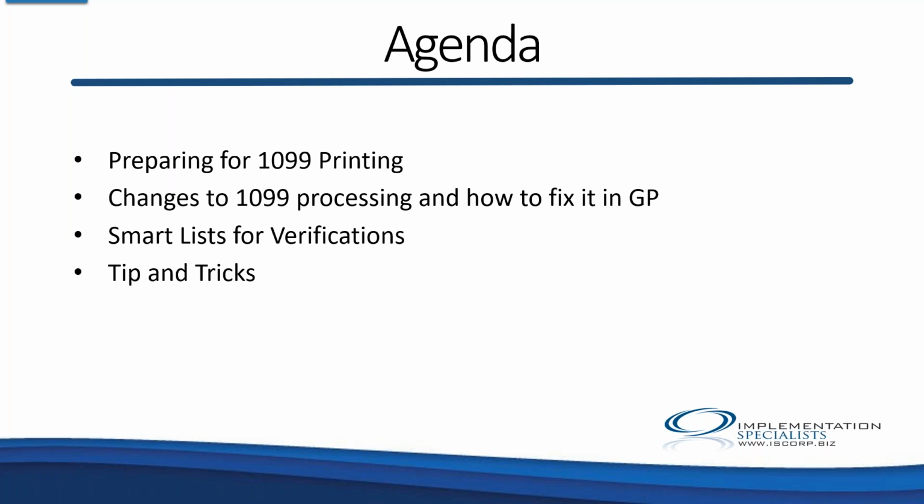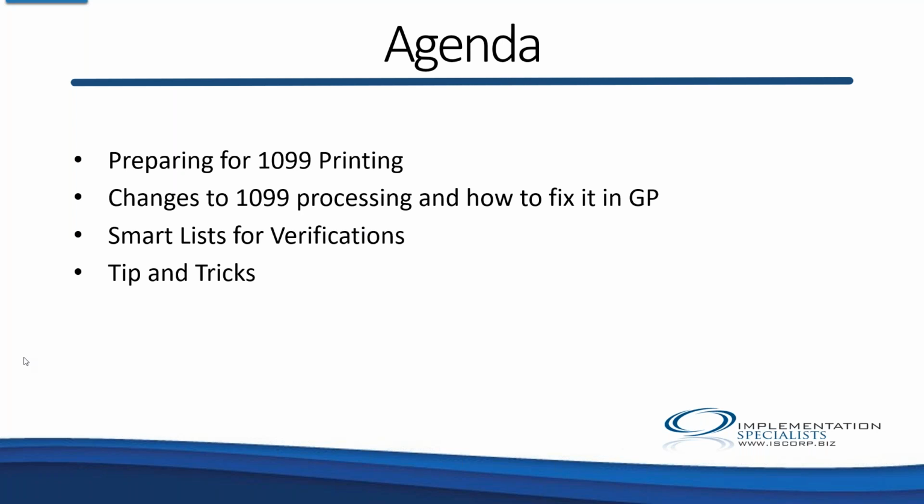So our agenda for today is talking about what we need to do to prepare for 1099 printing, and the changes made to 1099s that took effect actually last year at the end of the year, but there were some people that weren't ready for that. So we are going to go over that piece of it also. And then we're going to talk about how to use SmartList for verification, and then obviously some tips and tricks. If we don't get to the tips and tricks, they'll be available in the slide presentation, so you can always look them over also.